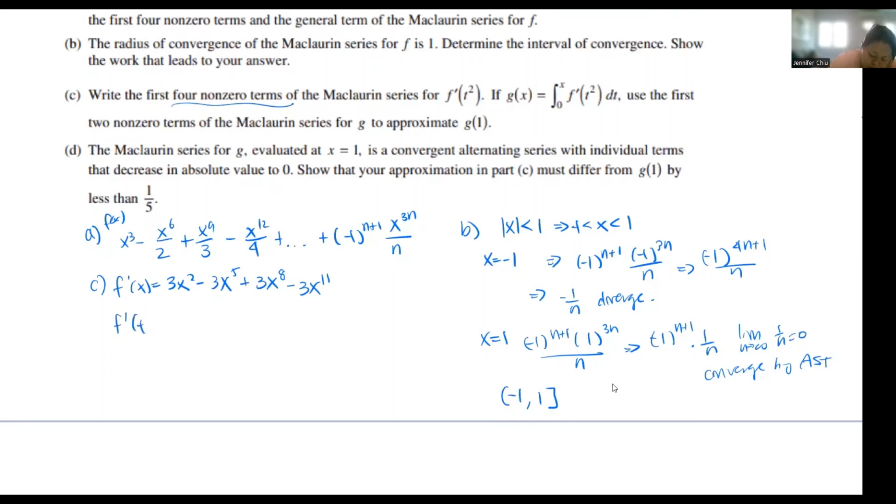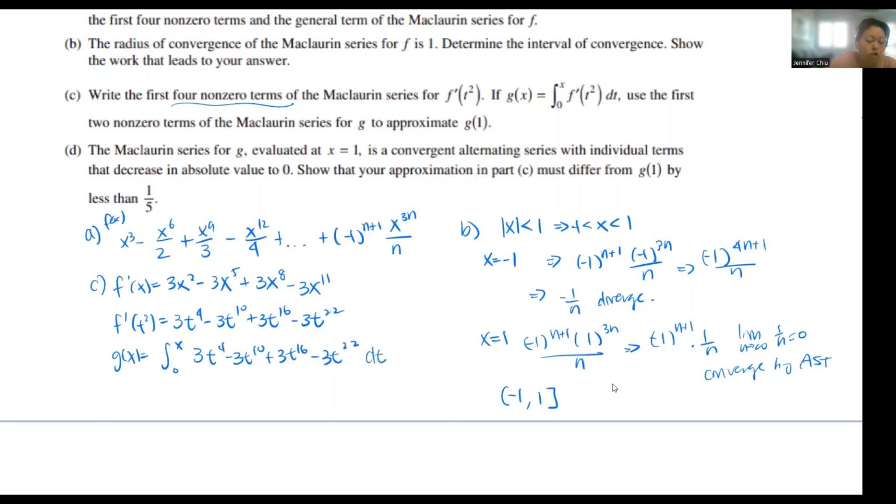So just like before, we're going to manipulate this into the t squared form. So that's 3t to the 4th minus 3t to the 10th plus 3t to the 16th minus 3t to the 22nd. Okay, and then now it says if g of x equals the integral from 0 to x of f prime of t squared dt, right? So g of x equals the integral from 0 to x of this f prime, 3t to the 4th minus 3t to the 10th plus 3t to the 16th minus 3t to the 22nd dt, like so.